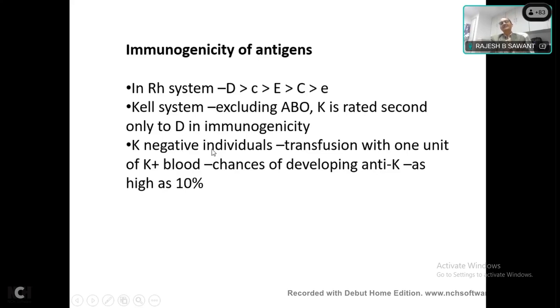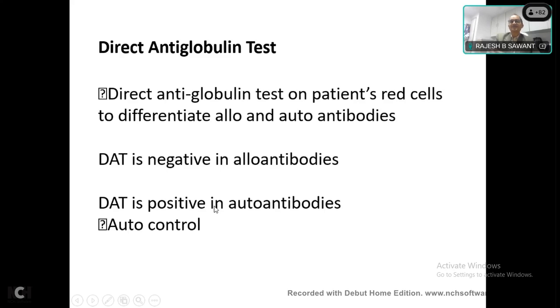So when you do Rh-Kell phenotyping, any K negative, so most of us will be Kell positive. But if you identify some Kell negative individuals, which can be only 1 to 2% of our population, then you have to see to it that you transfuse only Kell negative units to this individual, because by chance, if a Kell positive or K positive unit goes in, then the chances of developing an anti-Kell antibody is very high. It is to the tune of 10%. So that is something which you need to understand.